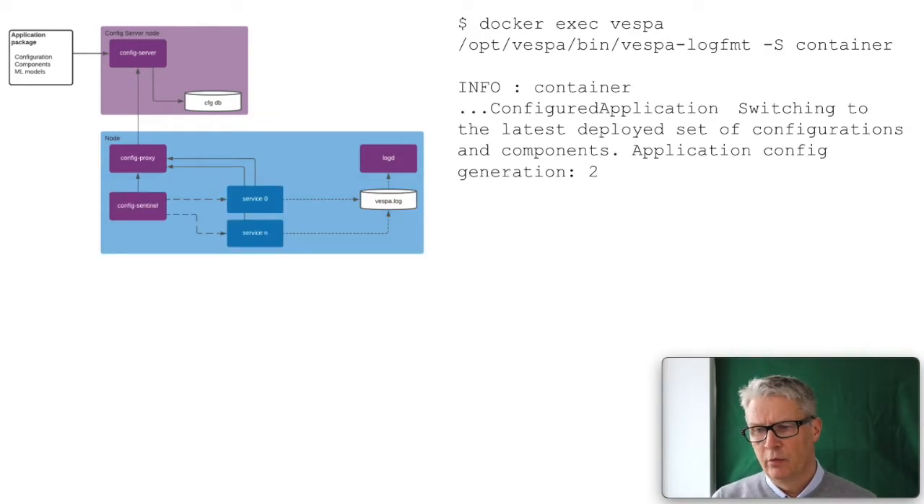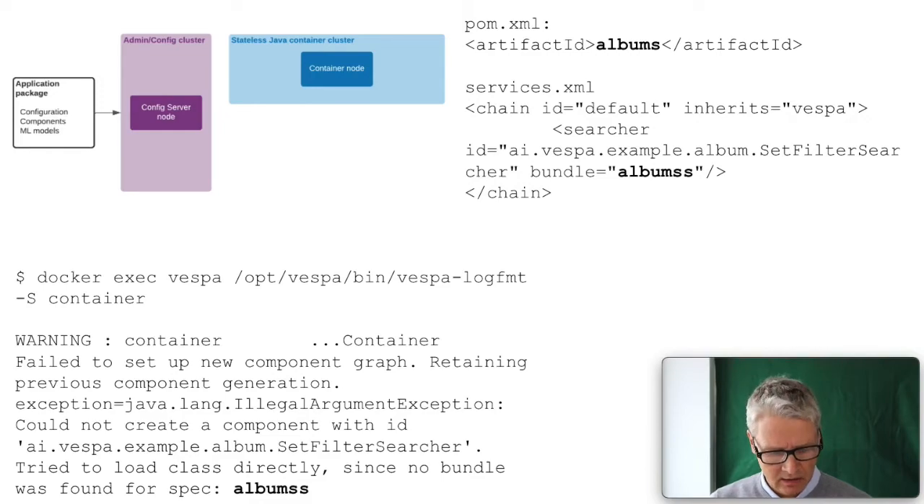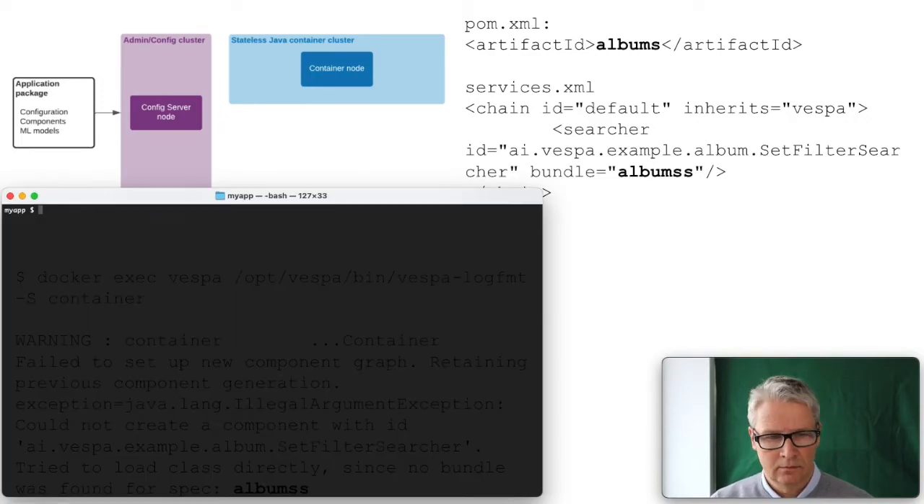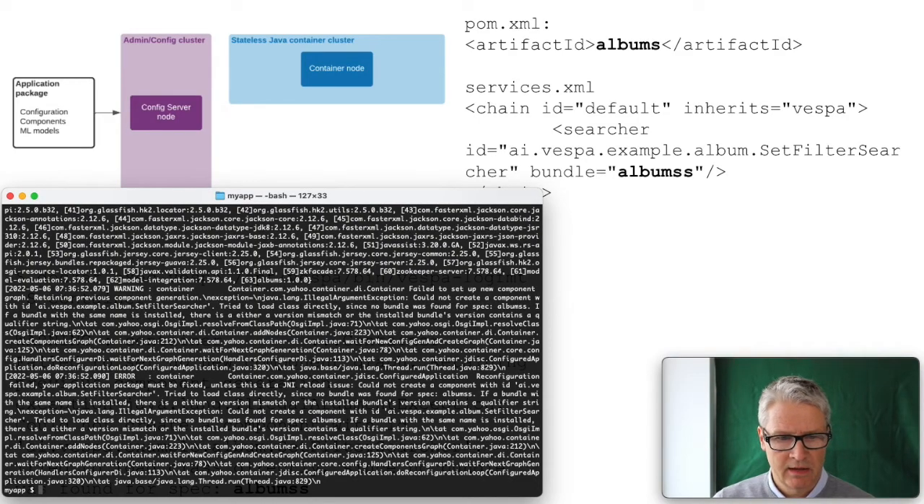The container node will emit a log message when it has started. Look for application config generation. The container can run custom code and is hence more prone to startup problems. Here, using the quick start Java, we have made a typo in the config. The custom bundle is built as album, but the reference in services.xml is wrong. So let's check the logs. We clearly see the problem.